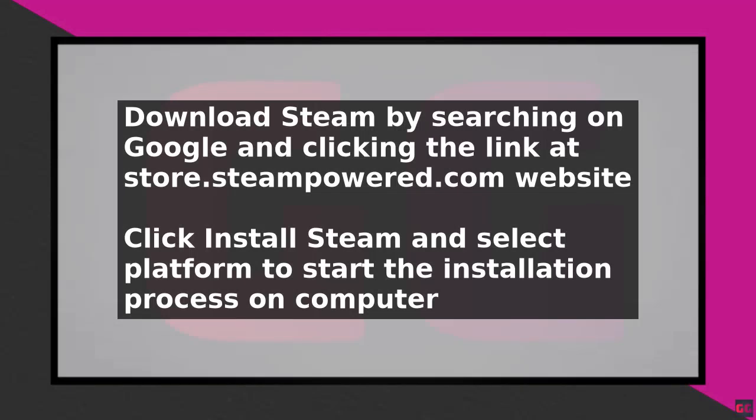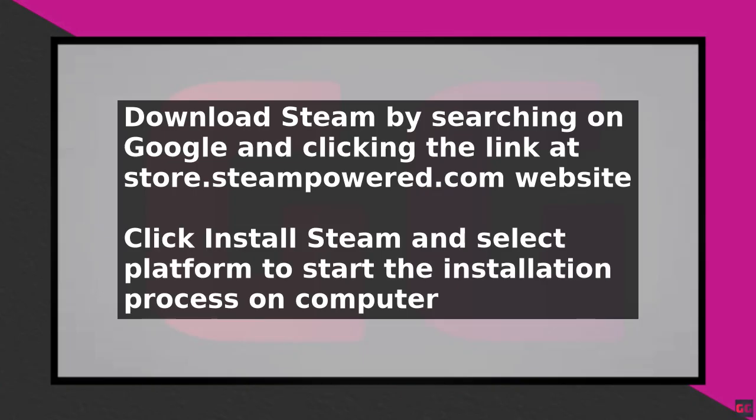To download Age of History 3 on a PC or laptop, start by downloading Steam, a platform that allows you to buy, download, install, and play games. Begin by searching for Steam on Google, and then click on the link that says "Welcome to Steam" at store.steampowered.com.